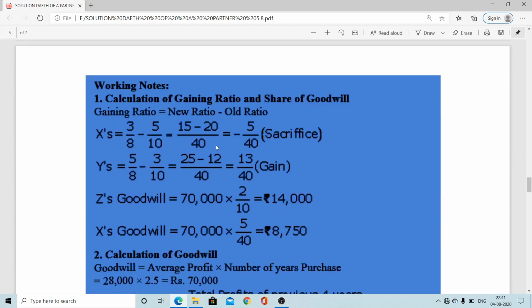This is our working: calculation of gaining ratio and sacrificing ratio. This is X's new ratio minus old ratio. 3 by 8, 5 by 8 is provided in the question, and this is the old ratio, 5 by 10, 3 by 10. So here you can see that instead of gain, a remaining partner X also sacrifices. So Z sacrifices as well as X also sacrifices. So here only one partner, Y, is the gaining partner. So Y has to compensate both the partners, X and Z also. And in this way, the total goodwill value also.